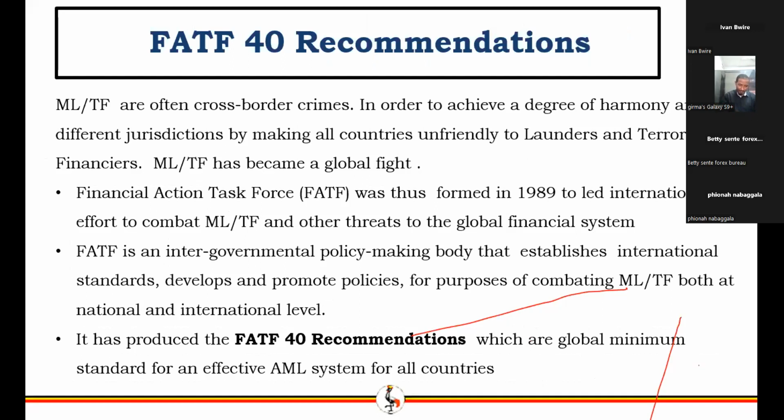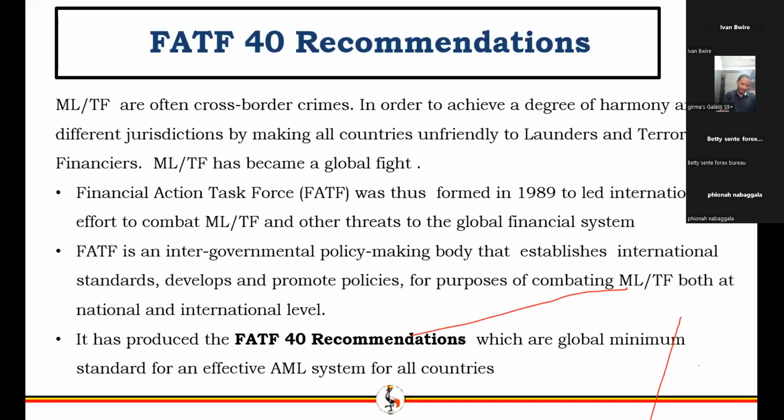Speaking of the FATF 40 recommendations, this is also attached to the international legal framework that we are talking of, because even in these recommendations, they speak of the UN conventions. They drive the same agenda, in other words, the prevention of money laundering and combating of terrorism financing.